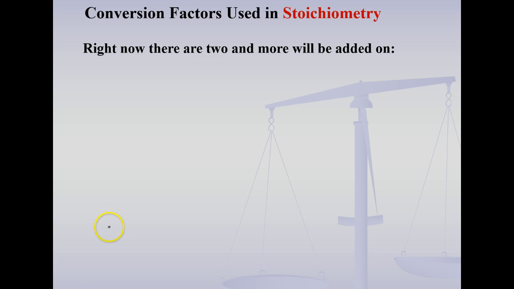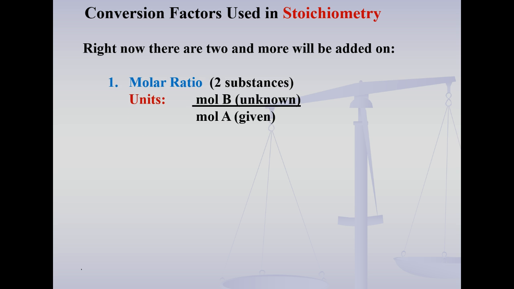Right now we have two conversion factors that we are going to use in stoichiometry, and we're going to add more on as we continue our study. The first is the mole ratio, which is between two substances, substance B, which we're going to call the unknown, and substance A, which is the given. It's always set up with unknown on the top and the given on the bottom. Where do these moles come from? This is derived from the coefficients in your balanced equation. Make sure you get that written down.